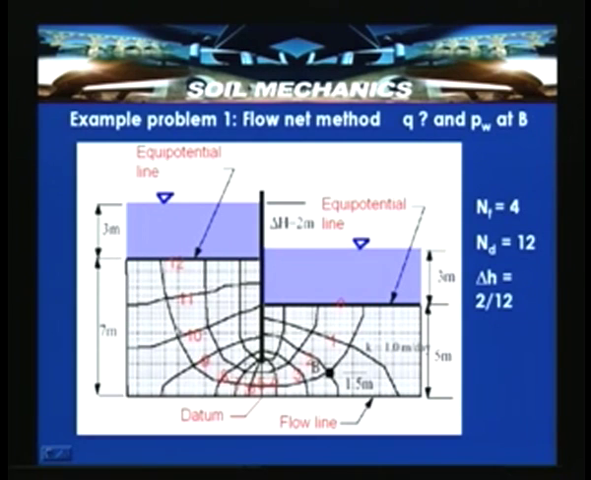Now we can say the number of flow channels: 1, 2, 3 and 4, this is approximated as 4 channels, and the number of potential drops is 12. So, 1, 2, 3, 4, 5, 6, 7, 8, 9, 10, 11, 12. The total number of potential drops is 12. So delta H is equal to the drop occurring, that is HL by 12, that is 2 by 12 meters.